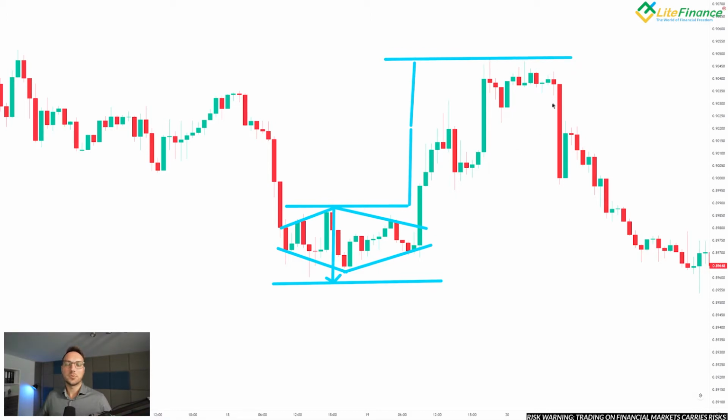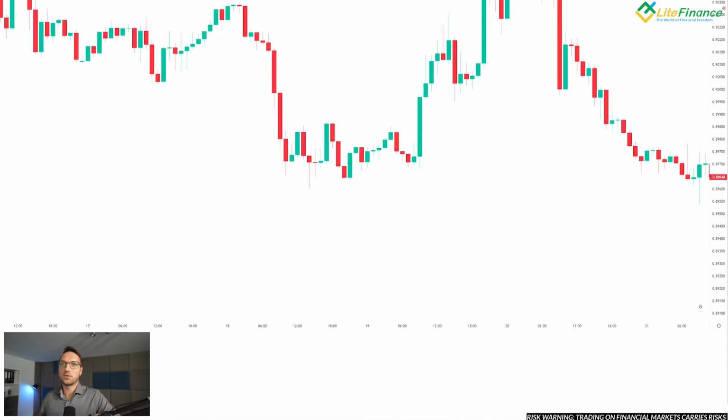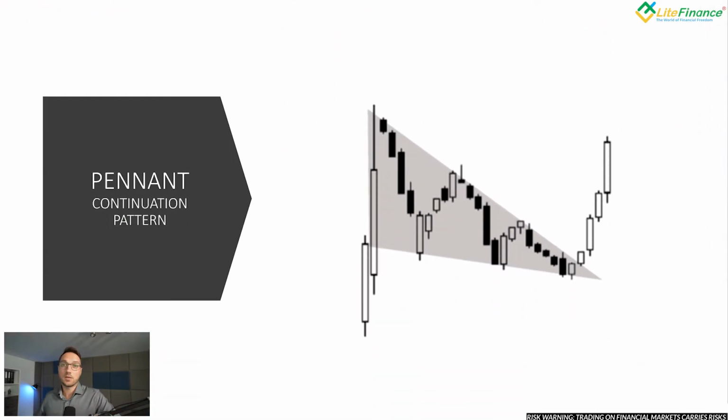I would have to measure it, but it's a picture, it's not a TradingView platform. I can't measure that, but yeah, you understand what I have in mind, you get the point. So let's delete that and let's go further. Next we have a pennant.